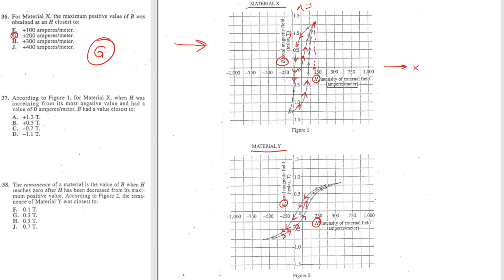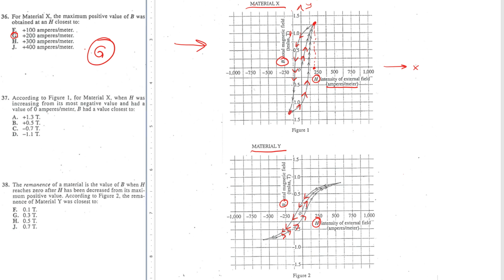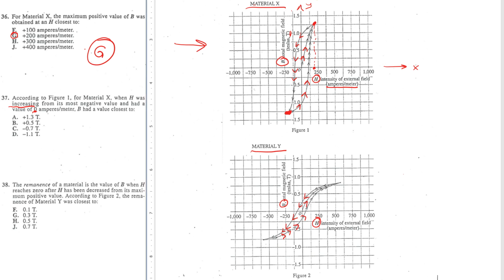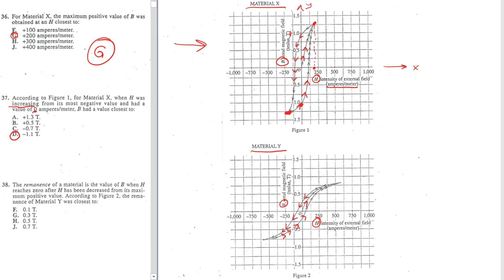The next one, according to figure 1, so we're staying at that top figure. For material X, when H was increasing, so we're looking at the up arrows, from its most negative value to a value of 0 amperes per meter, B had a value closest to. What's its most negative value? Well, that would be down here, and we know it's increasing. It's asking when H has a value of 0, well, that's where it cuts the y-axis. So from here, going up, where does it cut the y-axis? It's just after -1, and we've only got this one as a -1, so it's answer choice D.